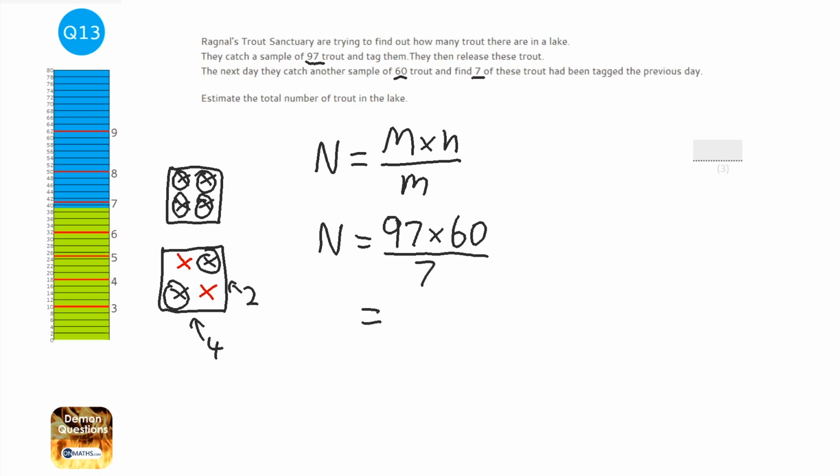And so all you need to do is just type that into a calculator, which I've got handy. So it's 97 times 60 and then over 7. And now you often get a decimal. So I've got 831.428 blah blah blah. Now it says estimate the number of trout, so we have to have a whole number. So it's just going to be rounded to the nearest whole number. So that's 831.